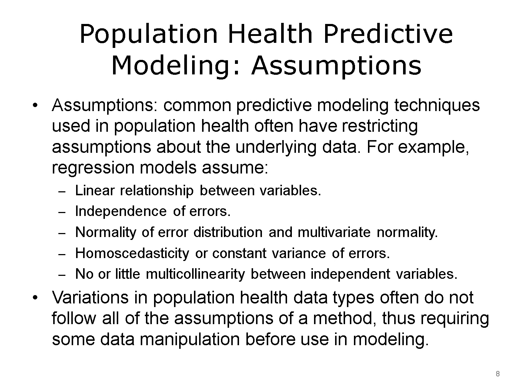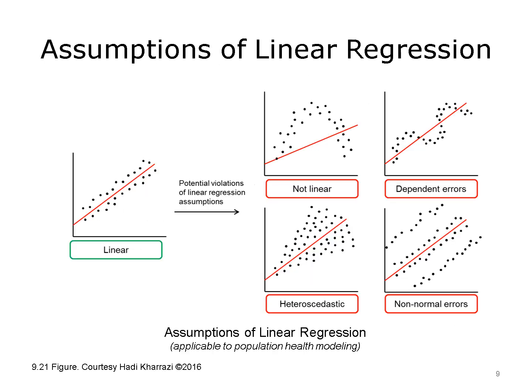Note that the typical variations in population health data often do not follow all of the assumptions of a given statistical method. Thus, population health data must often go through some sort of manipulation before it is used in the modeling process. These diagrams show the various assumptions needed to develop a linear regression model.